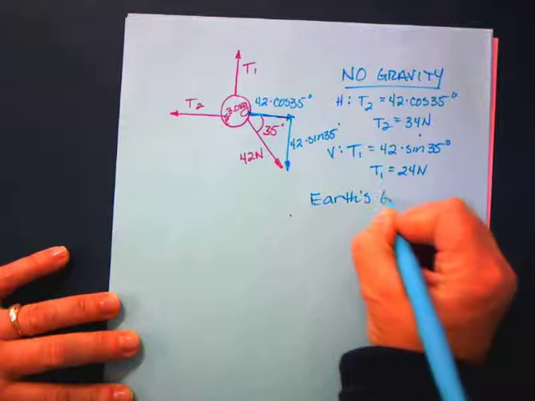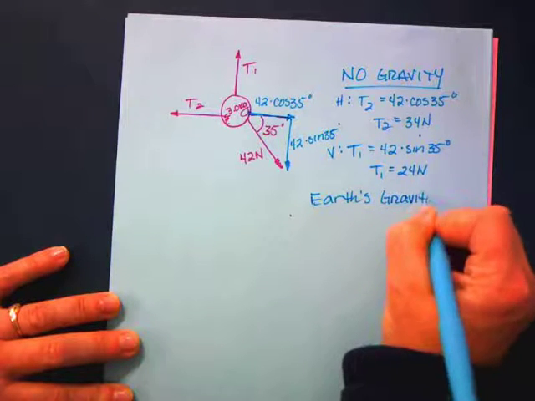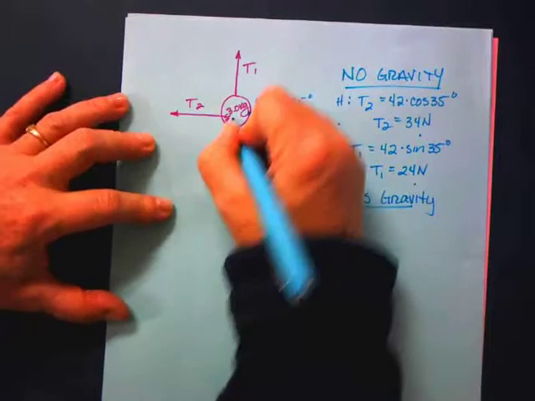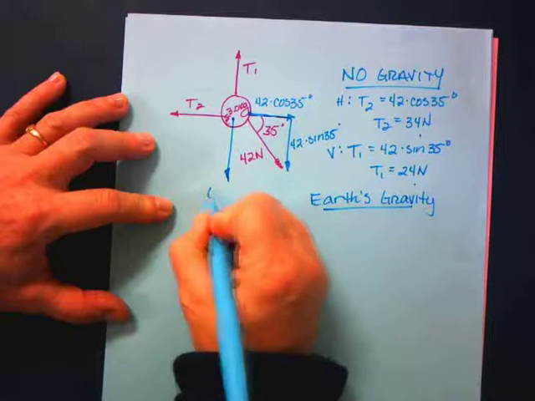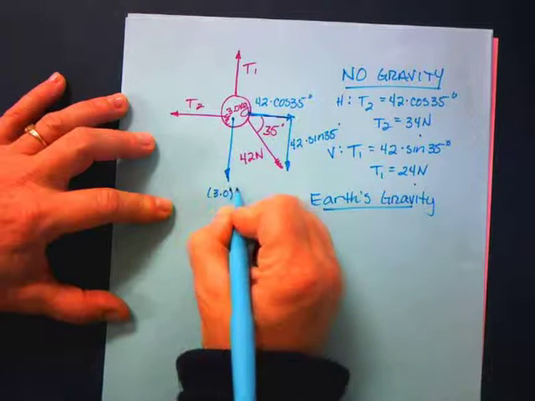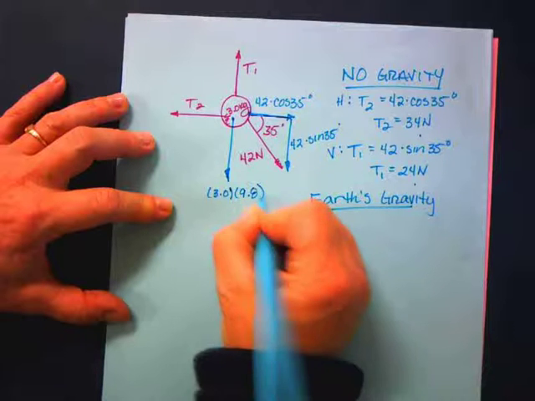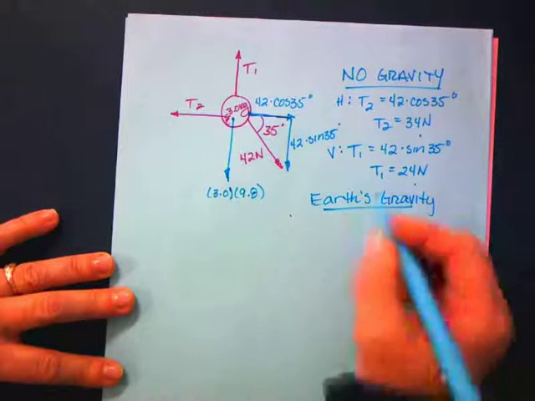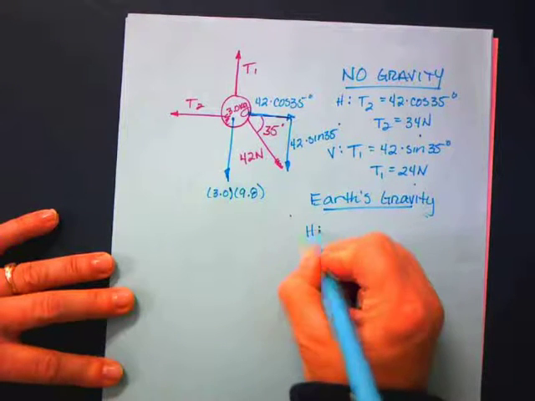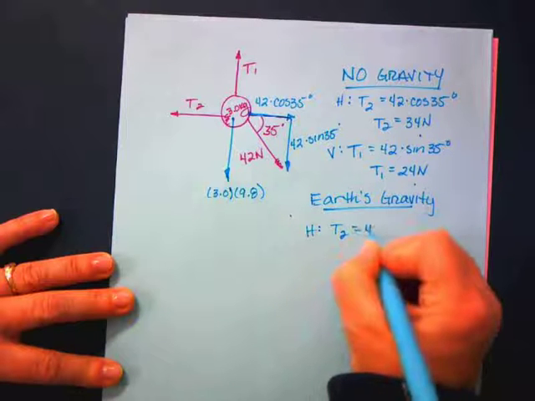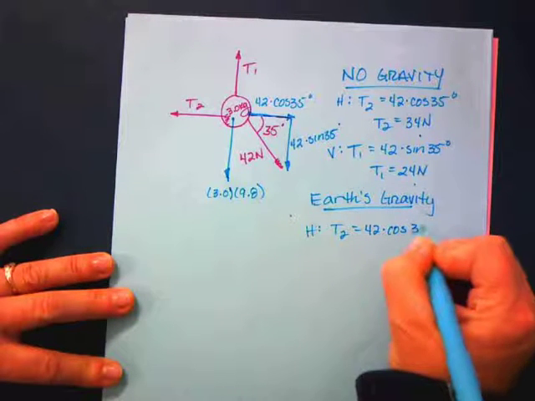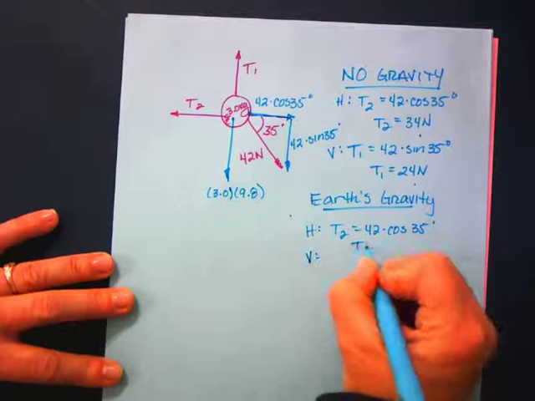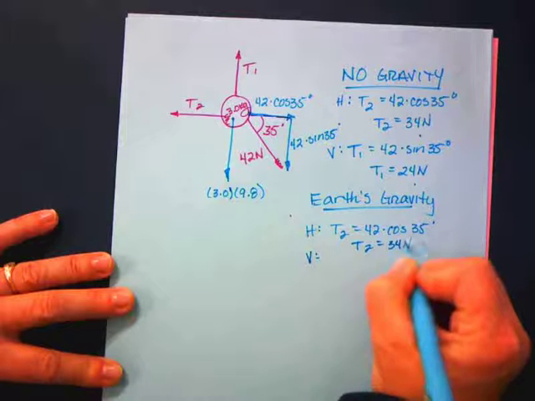Little tiny bit different if it's in the Earth's gravity. So if it's in the Earth's gravity, then we have to add one more vector, and it's the weight. So the weight would be in newtons, and the conversion there is mass times the Earth's gravity. So horizontally, that won't change anything. So the horizontal will be the same. Horizontal will still be T2 equals 42 cosine 35. And vertical will be different, so T2 is the same, 34.